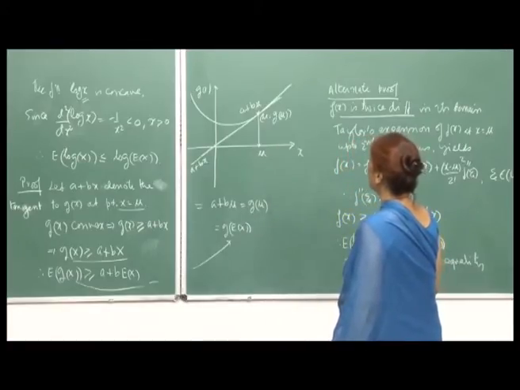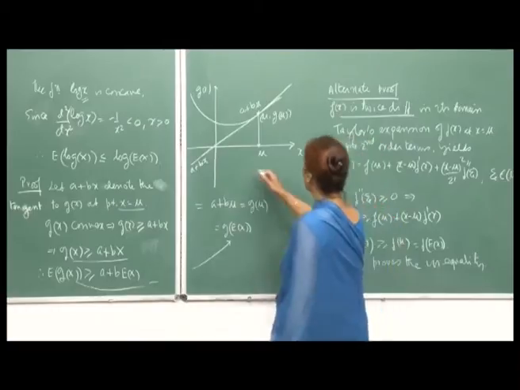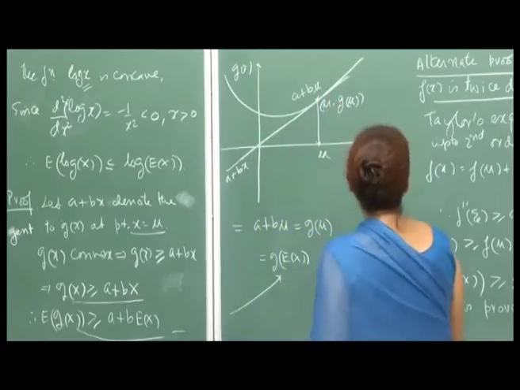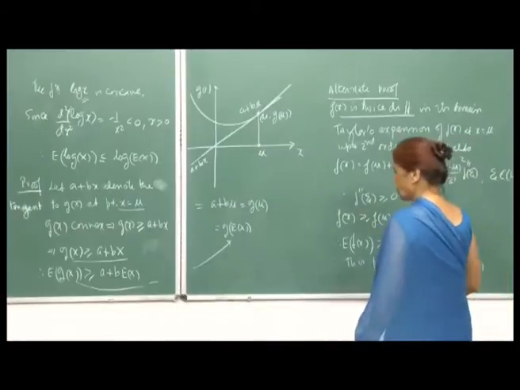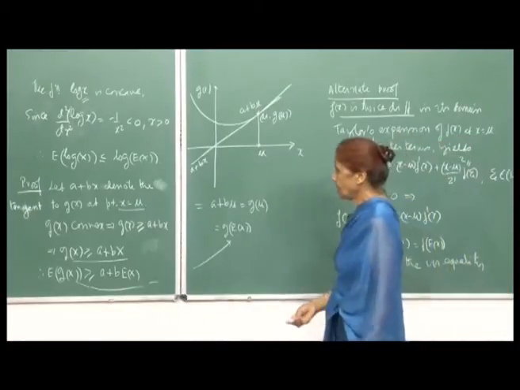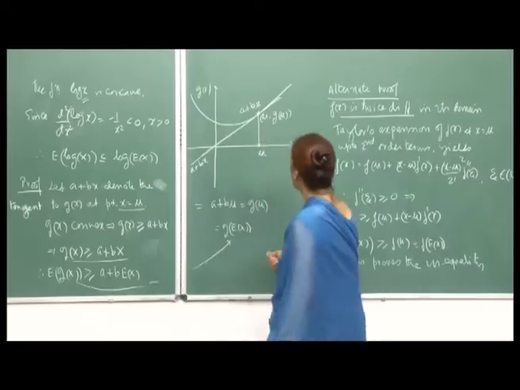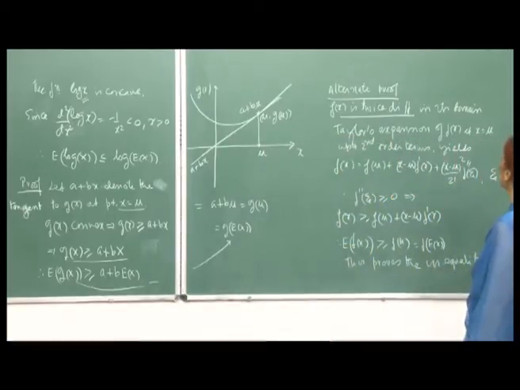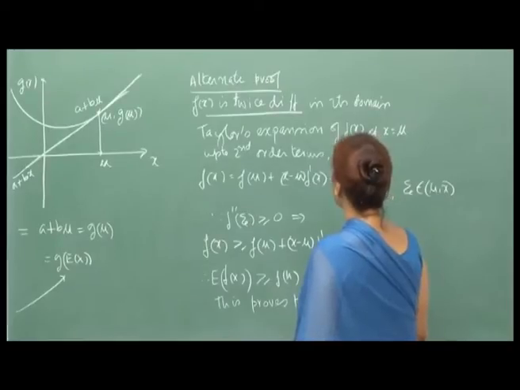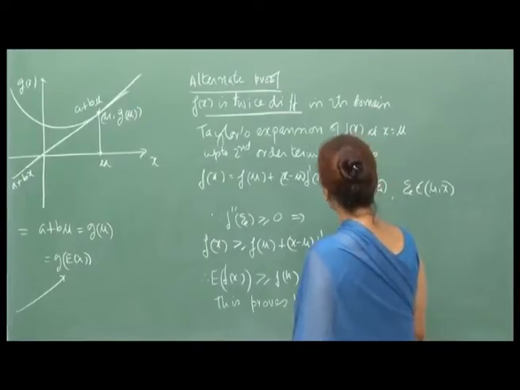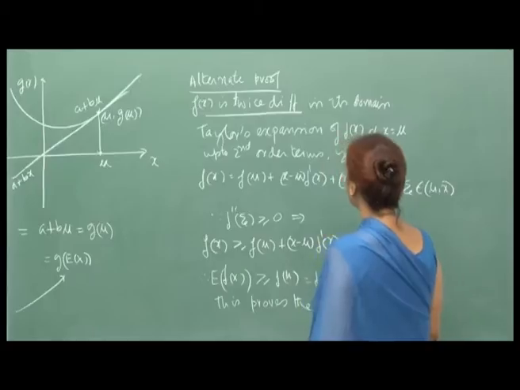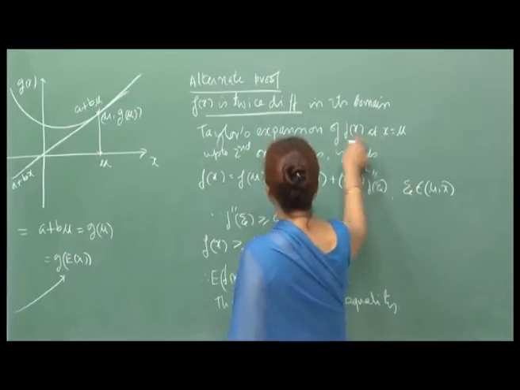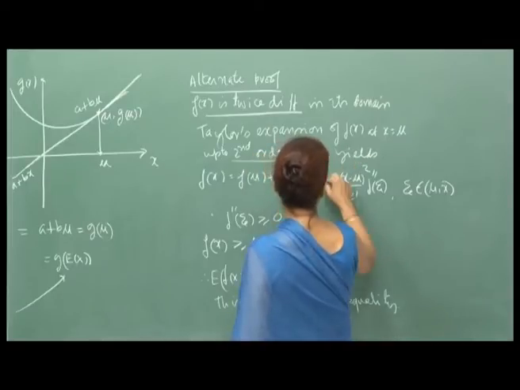Yeah. So, therefore, the figure is also quite explanatory. Now, an alternate proof, since we have the definition of convexity. I will use the twice differentiability of the function now. Since f is convex, it is twice differentiable in its domain, and Taylor's expansion of f(x) at x equal to mu up to second order terms yields.